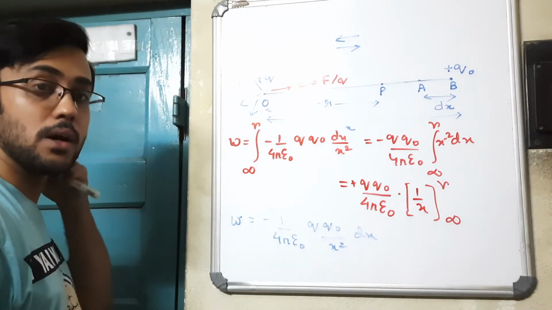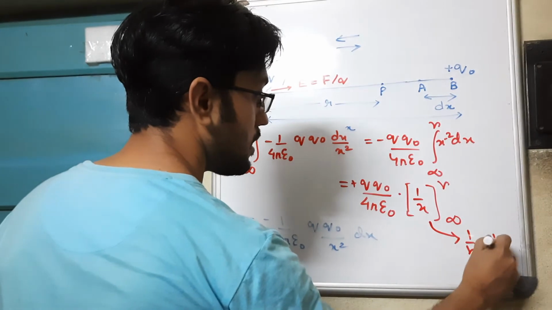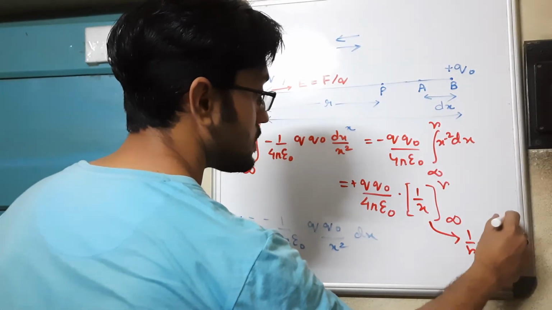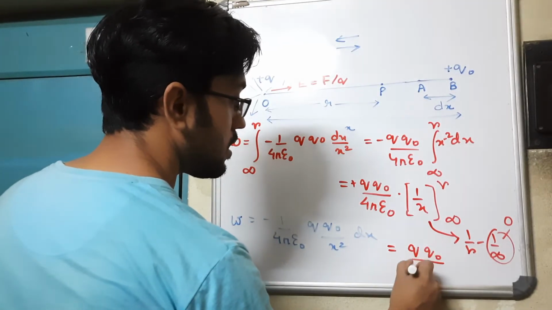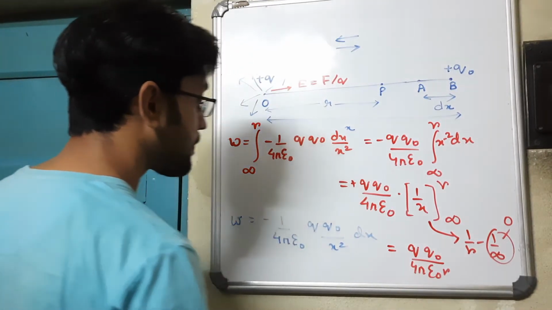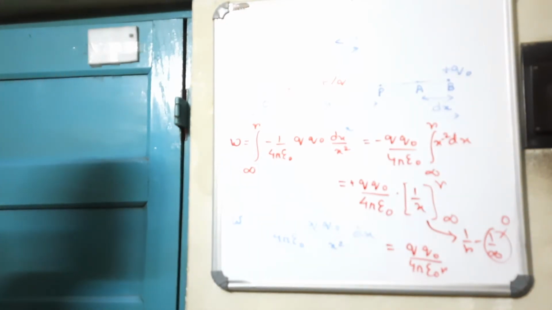So that's basically 1 by r minus 1 by infinity. This we can treat to be 0. So that's 1 by r. So basically we get q naught by 4 pi epsilon naught r. This is the expression for work done.